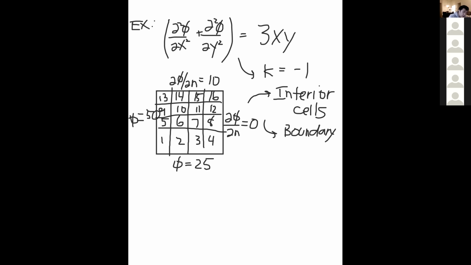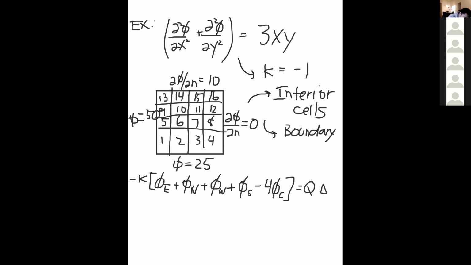For the interior, they all follow the same rule, this equation right here: minus k times (phi east plus phi north plus phi west plus phi south minus 4 phi c) is equal to our source function times delta squared. All we need to do is apply this to any of the interior cells. Our interior cells in this case are 6, 7, 10, and 11. Let me highlight those for you.